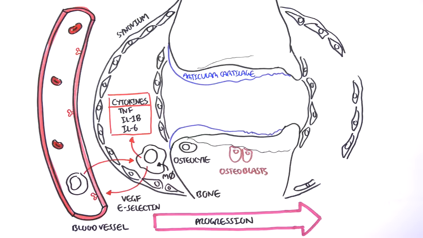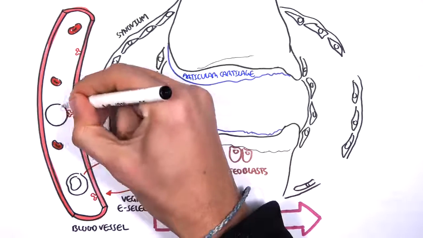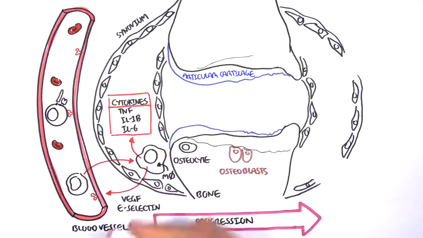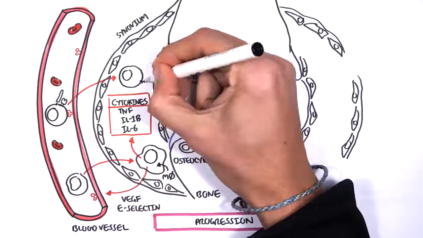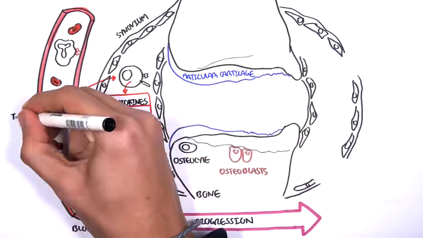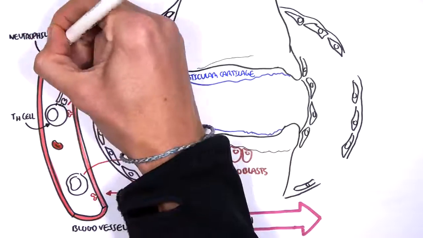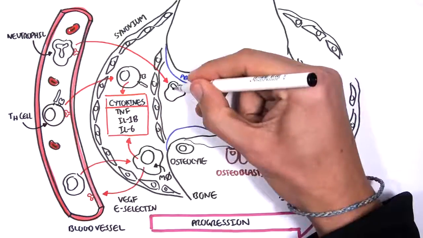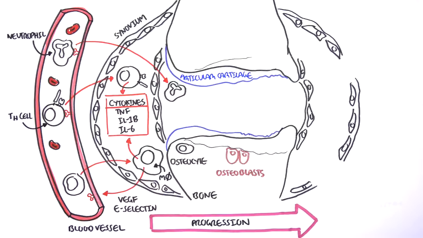And so VEGF and E-selectin, together with the cytokines, will promote inflammatory cell recruitment and the inflammatory process itself. You get recruitment of immune cells, such as T cells, specifically T helper cells, and this will further produce cytokines in response to trauma and other factors. Neutrophils is another immune cell which gets recruited and is mainly important in acute inflammatory response, so it's not that common in osteoarthritis.